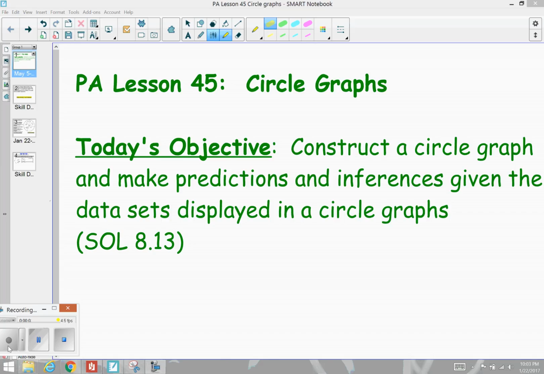This is Pre-Algebra Lesson 45, Circle Graphs. Today we're going to construct a circle graph and make predictions and inferences given the data sets that are displayed in those circle graphs. This is Objective 8.13 for Virginia SOL.